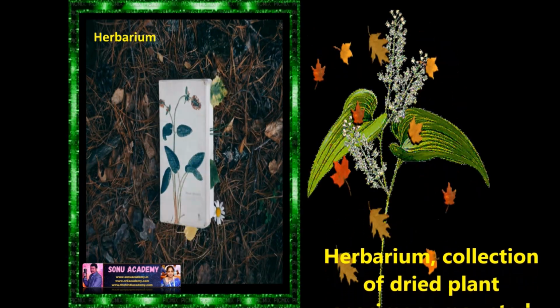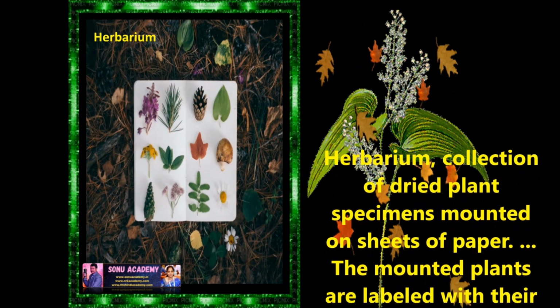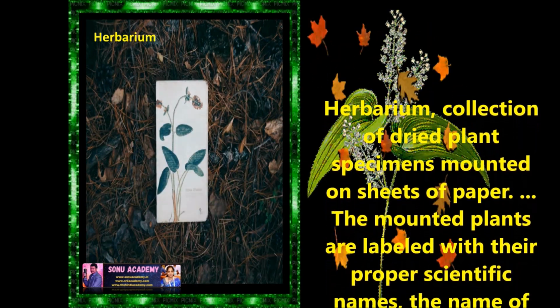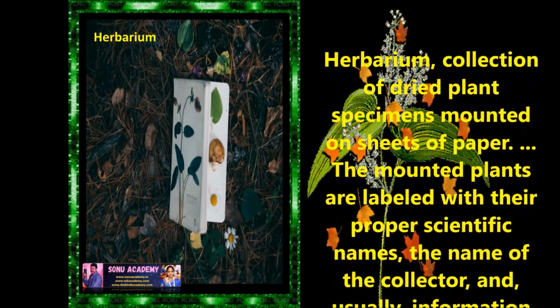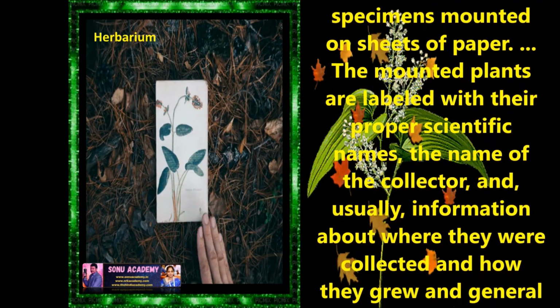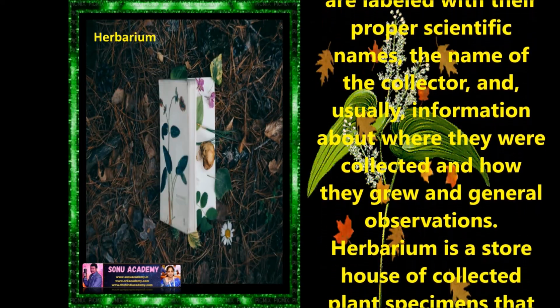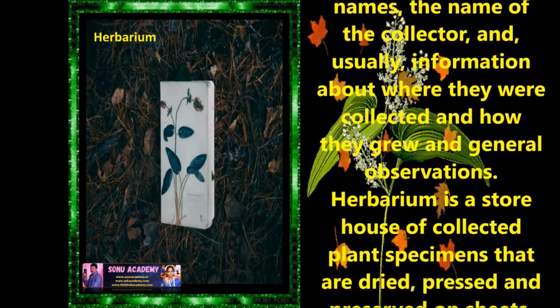Children, now let us study about herbarium. Herbarium is a collection of dried plant specimens mounted on sheets of paper. The mounted plants are labeled with their proper scientific names, the names of the collector, and usually information about where they were collected and how they grew, and general observations.